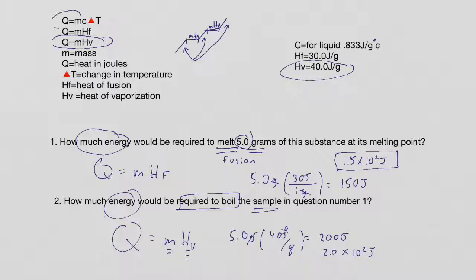Let's deal with some questions that involve this formula up here, the Q equals MC delta T. So we're going to use Q equals MC delta T on this page. Let's remember what everything means. The M is the mass. The C is what we call the specific heat capacity.